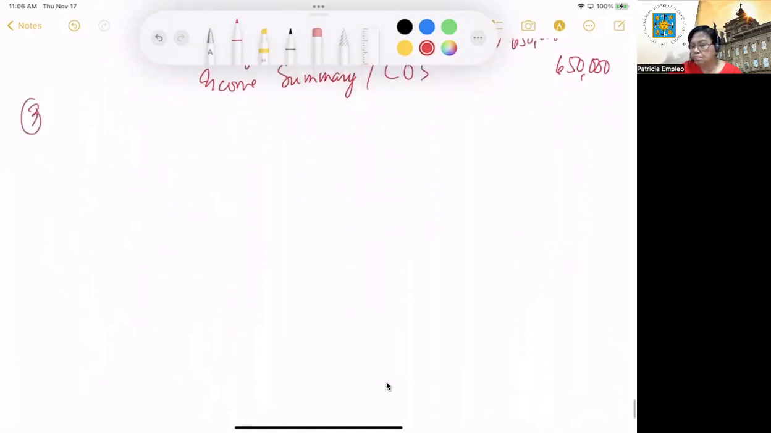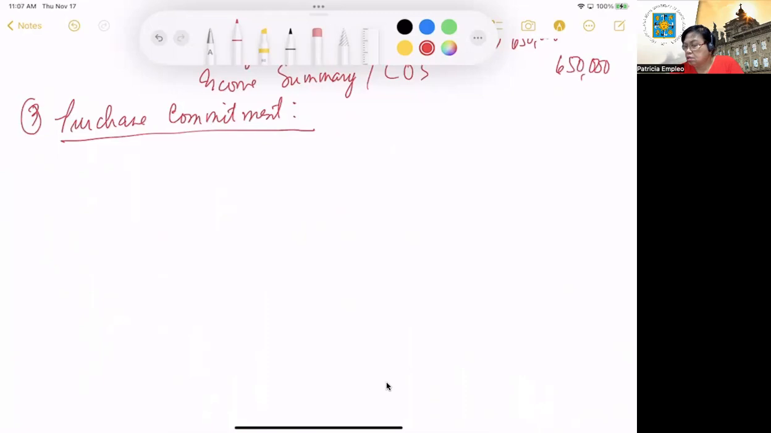We go to the third topic, and that is purchase commitment. So purchase commitment is actually an executory contract. Why is it executory? Because you only entered into a contract to buy goods from another entity at a future date. And actually, what's the purpose of purchase commitment?